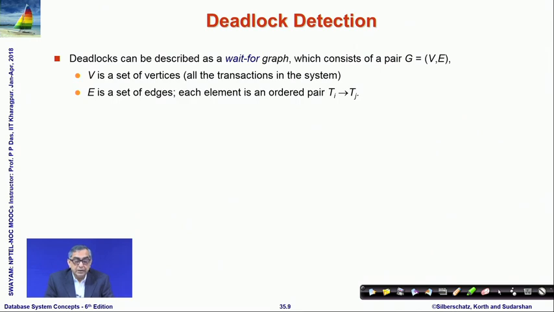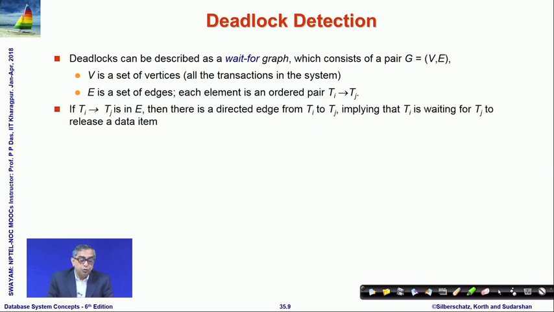For doing this, we again create a graph, which is the wait-for graph, very similar to the precedence graph we saw earlier, where the nodes are the transactions and the edges are ordered pairs of transactions. When you put an edge from Ti to Tj, what it means is Ti is waiting for Tj.